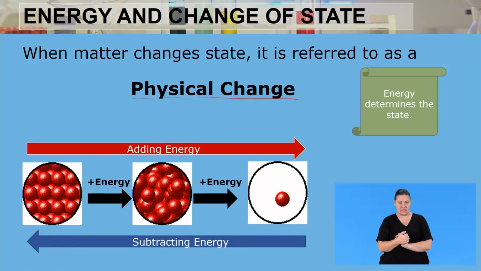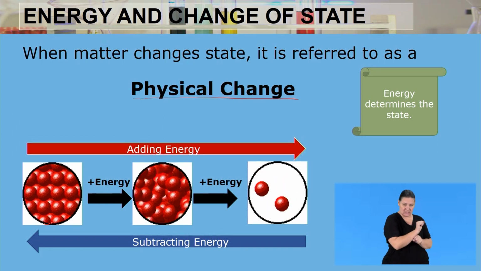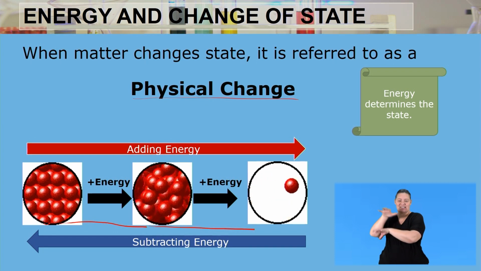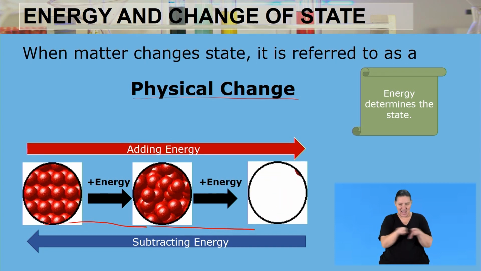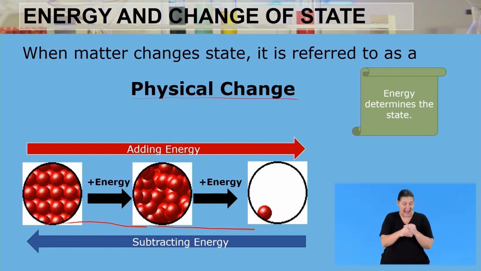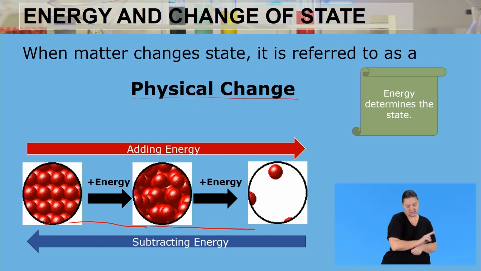Now we have an example here, where our solid particle is moving from a solid to a liquid to a gas. But notice that the particles still remain the same. The size of the particles remains the same because the composition is exactly the same. We also need to note that when we are adding energy, we are moving from solid, liquid to gas. When we are removing energy, we are going from gas to liquid, and then lastly to solid.